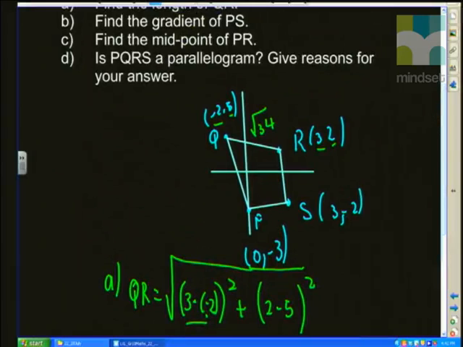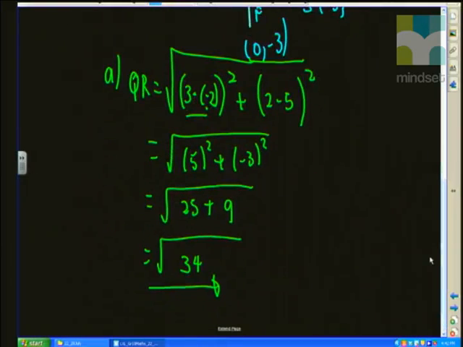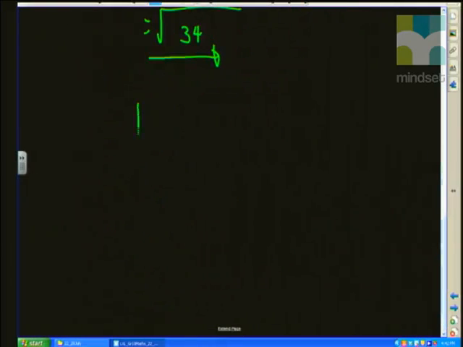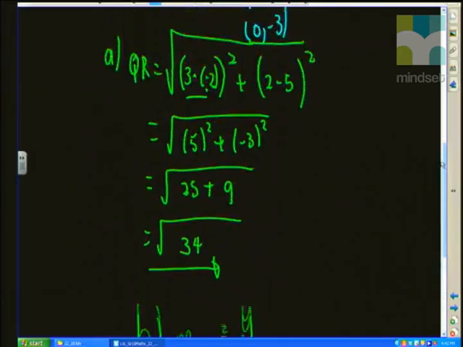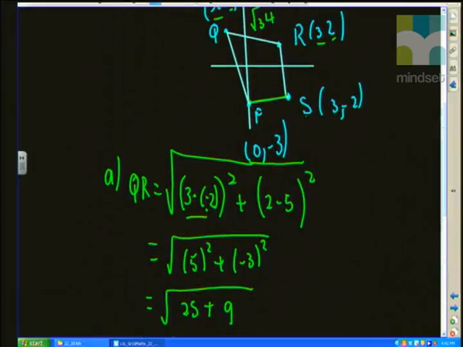I'm just going to write that distance here, just in case we need to come back to it later on. Okay. Part B says find the gradient of PS. So PS, another side of the quadrilateral. For the gradients, I'm going to use the gradient formula. The gradient of line PS is going to be equal to the y coordinates. And remember, guys, order is important. So if you start at S, you need to keep both x and y values starting from point S.